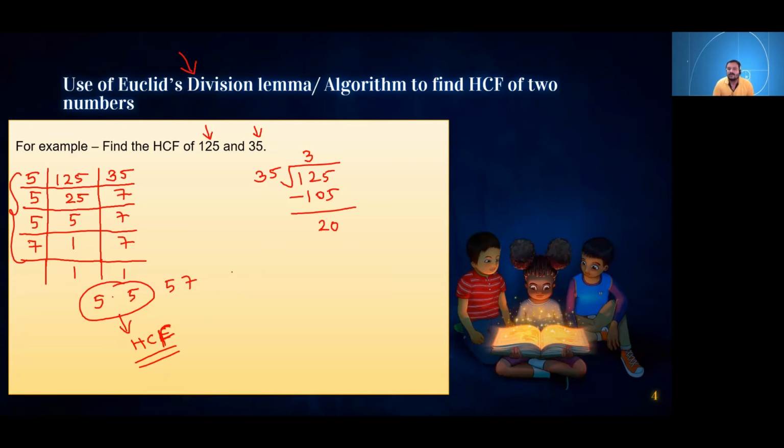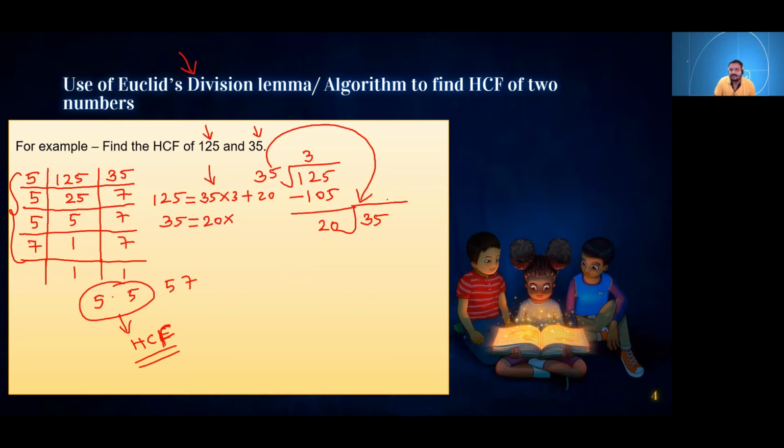Now this 35 will become our new dividend, and this 20 will become our new divisor. So how can we write 125 now? 125 is 35 multiplied by 3 plus 20. Using Euclid's division lemma, we can write it like this. Now our new dividend is 35 and our divisor is 20.